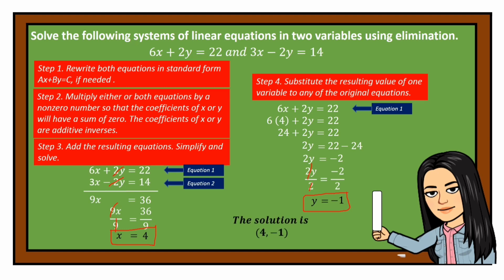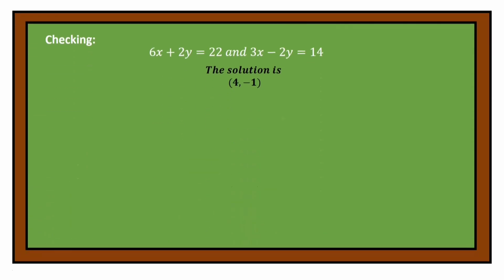It means that the solution of 6x plus 2y equals 22 and 3x minus 2y equals 14 is the ordered pair 4, negative 1. Kung gusto natin malaman kung tama ang ating solution, pwede nating i-check. So, isa-substitute lang natin ang value ng x and y sa original equations. So, para sa equation 1, 6x plus 2y equals 22. So, we have here 6, and then x will be replaced by 4 plus 2, and then y will be replaced by negative 1 equals 22.